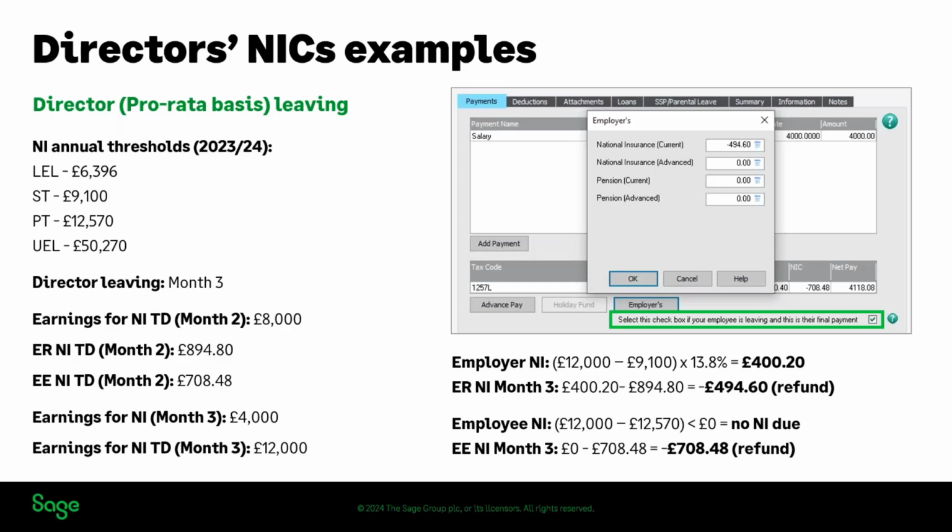So on that basis, because they haven't earned above the primary threshold, there's no national insurance due for the employee. So all of the NI that they paid in months 1 and 2 is being refunded in their final payment. So it's worked out pretty well for that director. Obviously, if they were a non-director, they would end up paying that national insurance. But that's how the rules work.